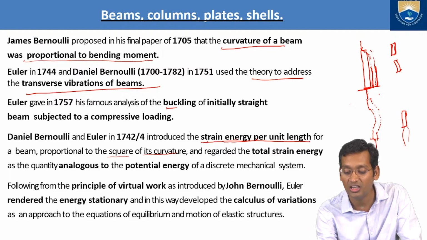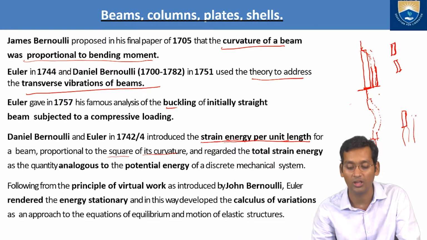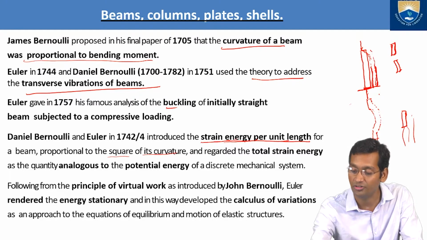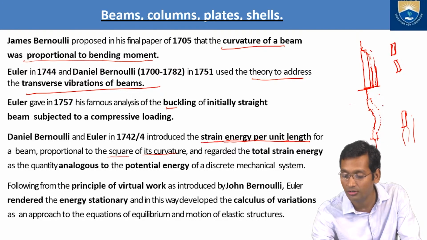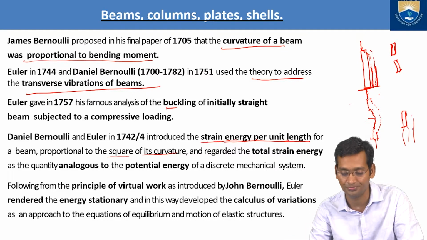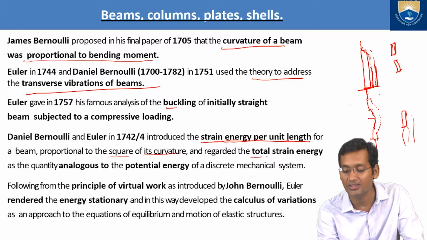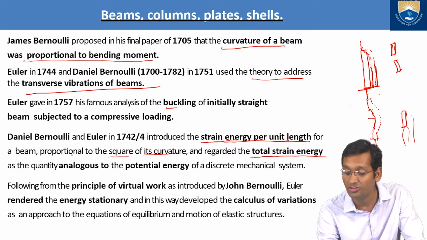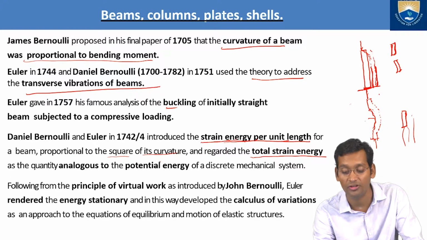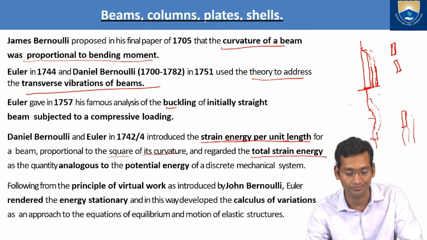So that's why strain energy per unit length, up to what length we are applying, is proportional to the square of its curvature. Now how much it will form this curvature, right? So that will be the square for the strain energy per unit length, and regarded as the total strain energy. So strain energy per unit length is directly proportional to curvature, which is named as the total strain energy.